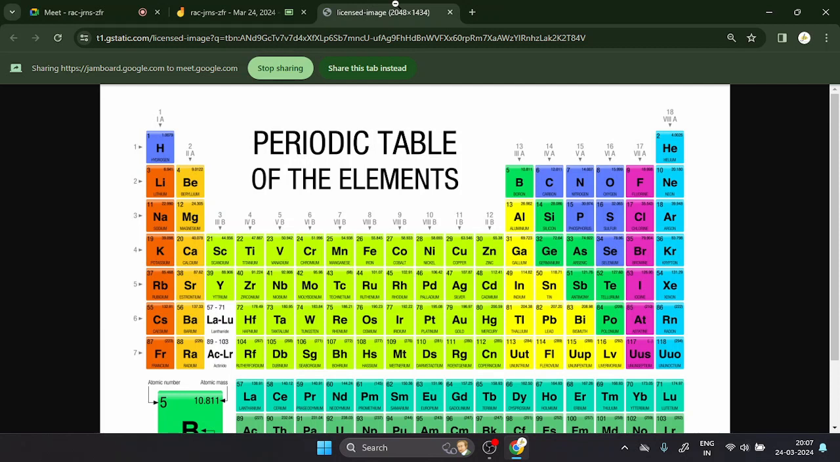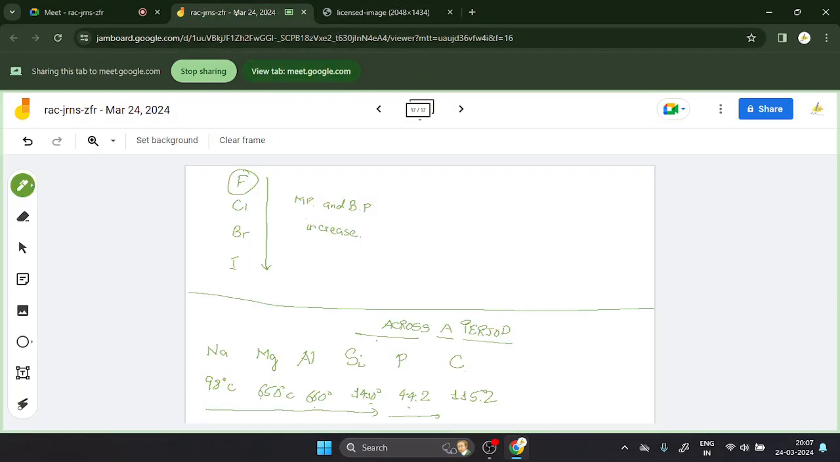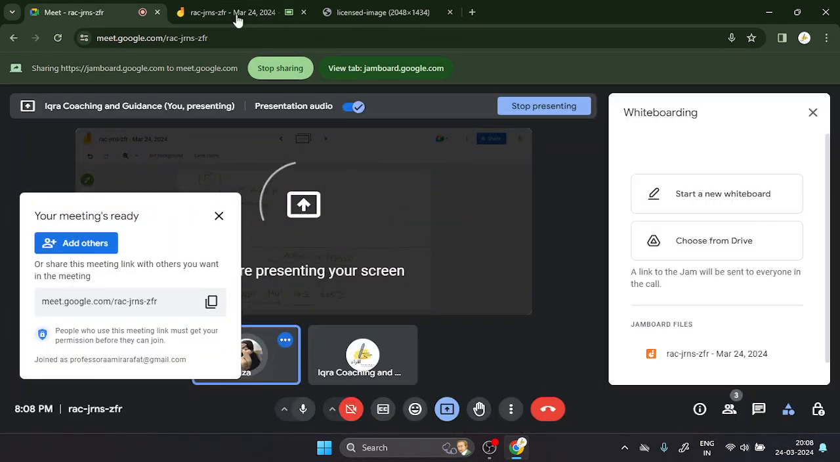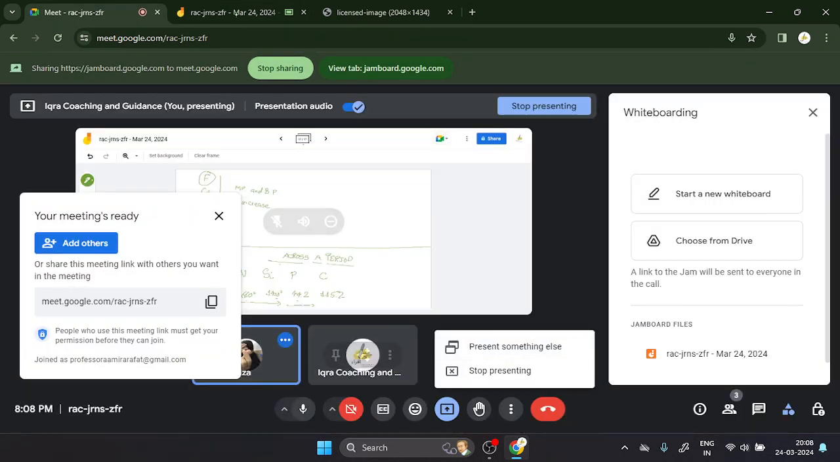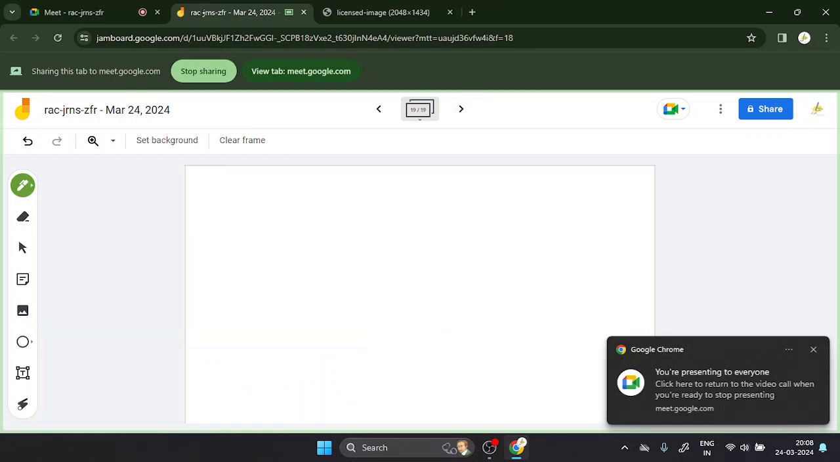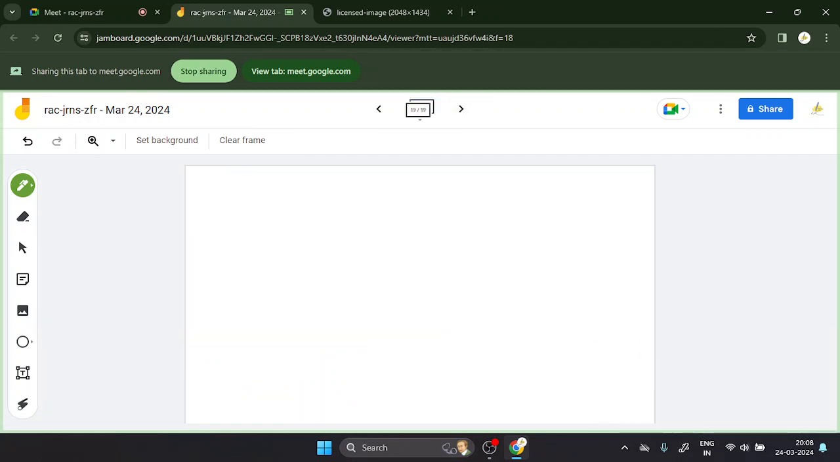This is silicon, phosphorus. We are taking silicon and phosphorus here. So silicon is here, phosphorus is here. Just look at the silicon first. Silicon is 1410. After that, what happened? Phosphorus decreased, right? So what will happen? First it will increase, and then there will be a slight decrease. Clear?